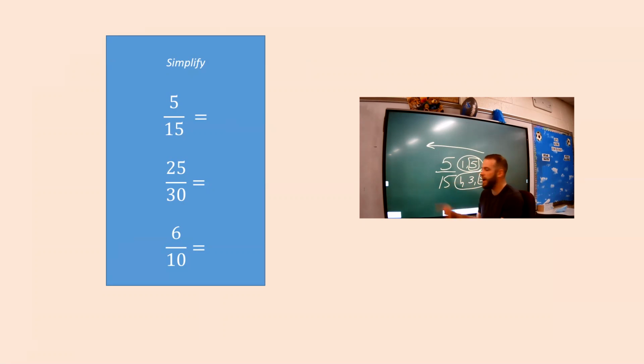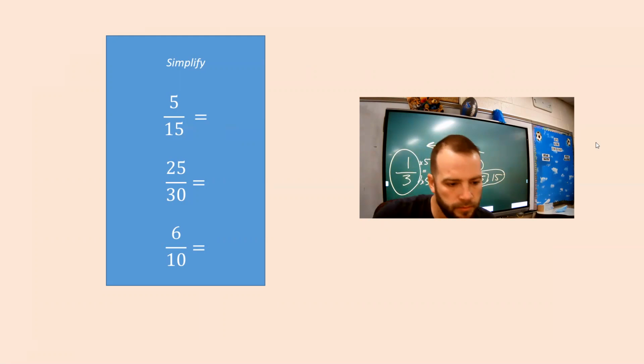My magic number is 5, and I'm going backwards. So what was the original fraction, or the smaller equal fraction, that would use 5 as a magic number? What times 5 is 5? 1. What times 5 is 15? 3. So therefore, 5/15 simplifies down to 1/3. So that answer is 1/3.